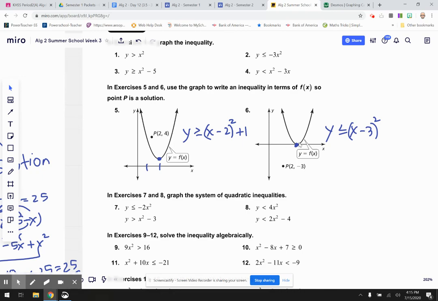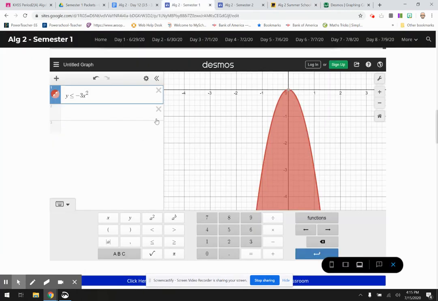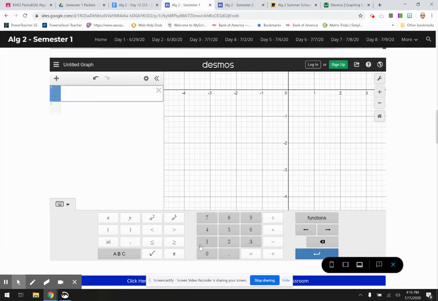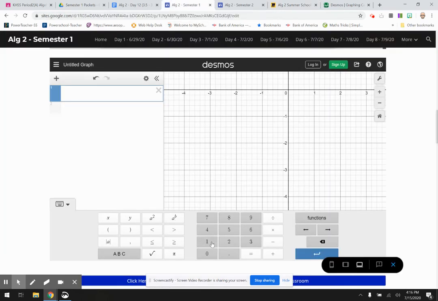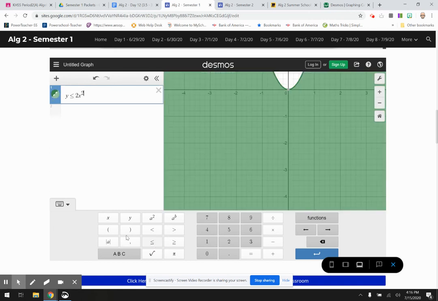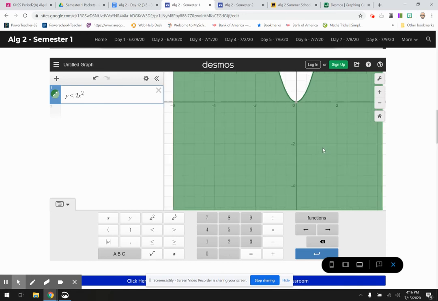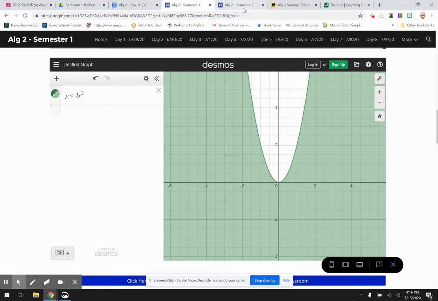7 and 8. So for 7 and 8, you're going to look for where we have the double shaded area. Now I'm going to keep going with Desmos on my website because it shows me my keyboard there. So y is less than or equal to negative 2x squared. Okay, so y less than or equal to negative 2x squared. And you can hit the little A button there. Okay, so let's zoom out a little so we can actually see that. Okay, that's the first one.